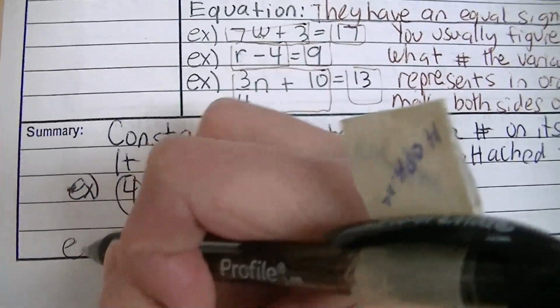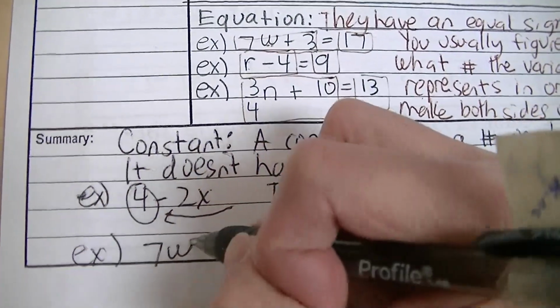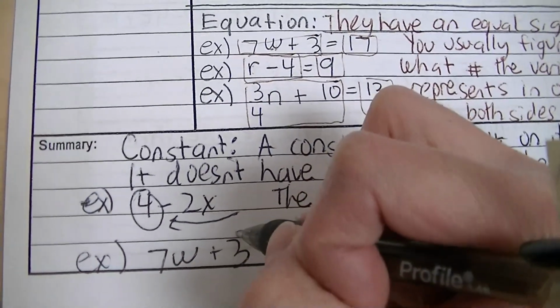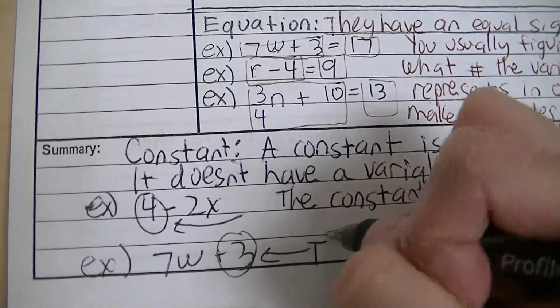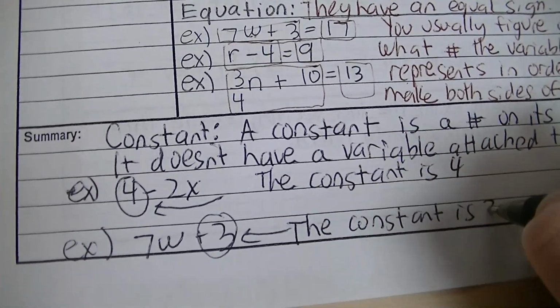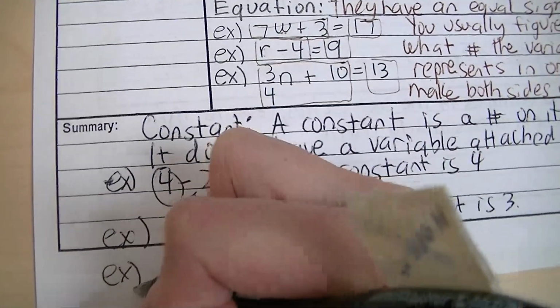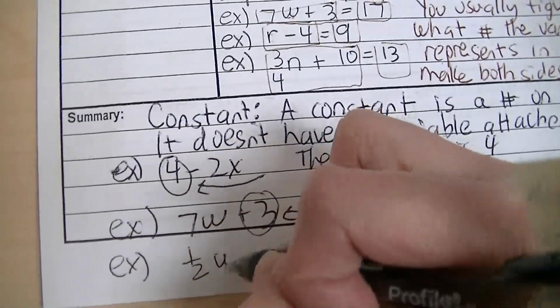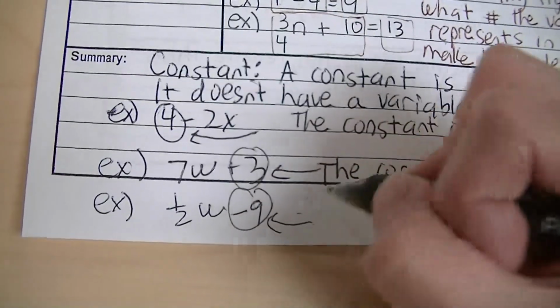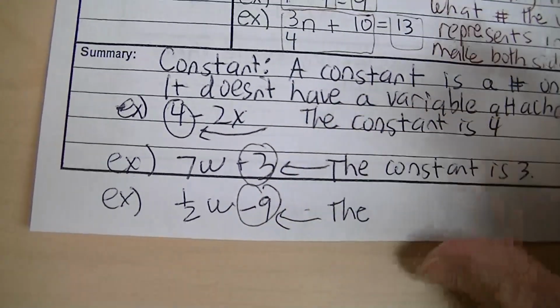Okay, another example, 7w plus 3, right there. The constant is 3. Okay, another example, 1/2 w minus 9, right there. The constant is a minus 9.